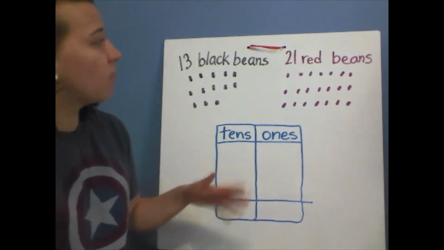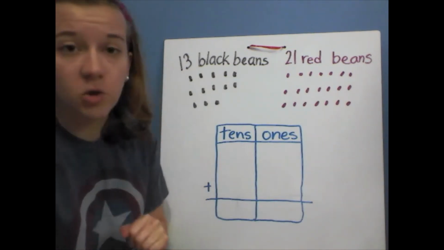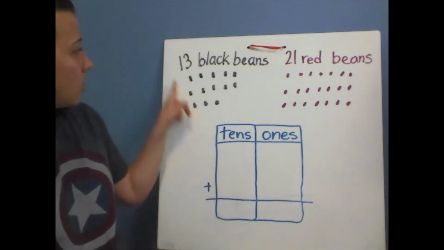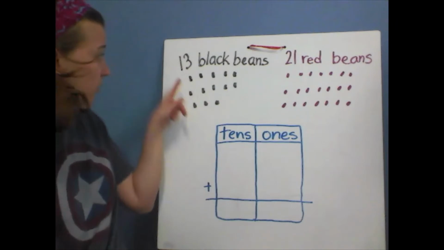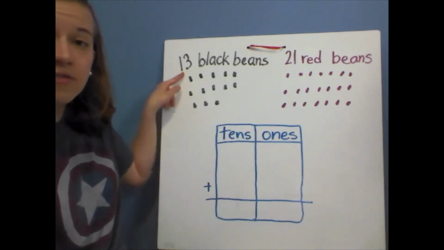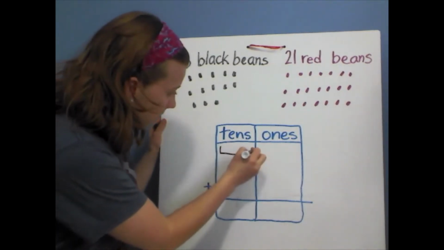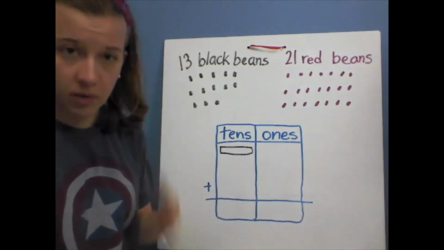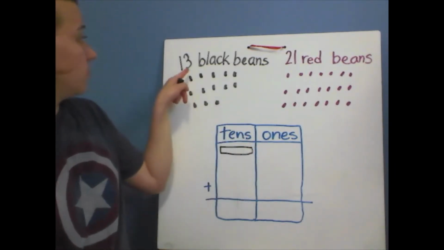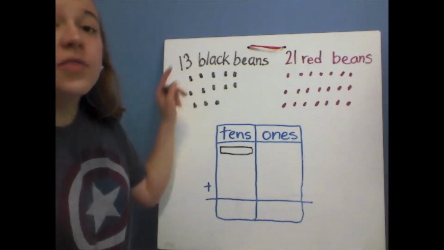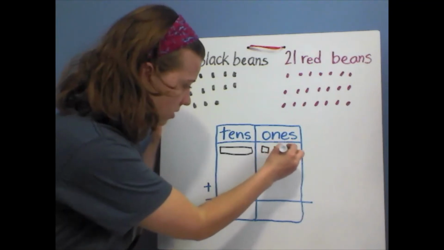All right, so before we actually put numbers in, let's practice with ten rods and ones cubes. Okay, so starting with 13. How many tens are in 13? Well, look at the tens place, which is the first number on the left, 1, right? So, I'm going to draw one ten rod right here, because that's for 13. And then how many ones does 13 have? What number's in the ones place? 3. Okay, so 1, 2, 3.